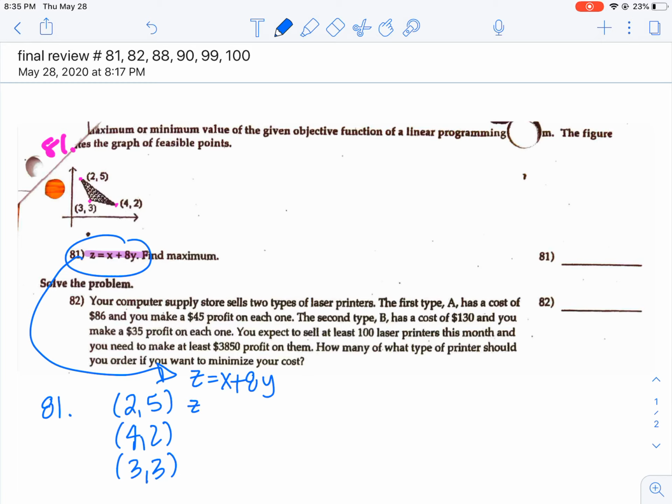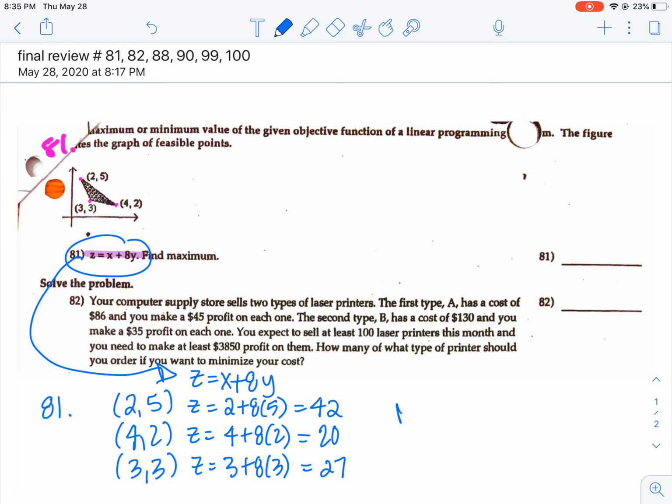So for (2, 5), we get z equals 2 plus 8 times 5, or 42. With (4, 2), we get 4 plus 8 times 2, which is 20. And with (3, 3), 3 plus 8 times 3 is 27. So our maximum is 42 at (2, 5). Okay, the highest of my three choices. 42 is larger than 20 and 27, which makes that the max.